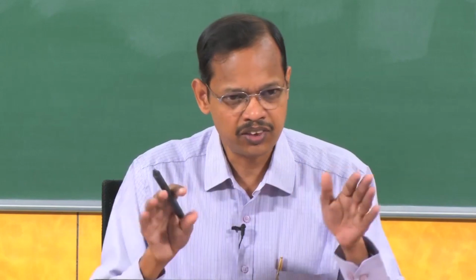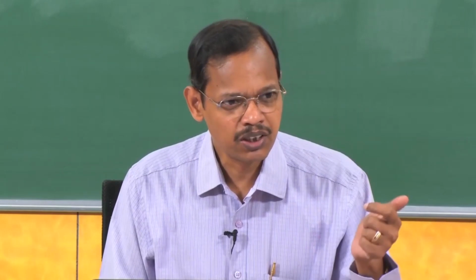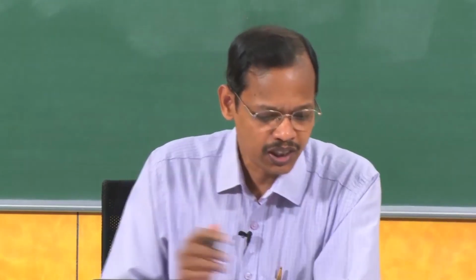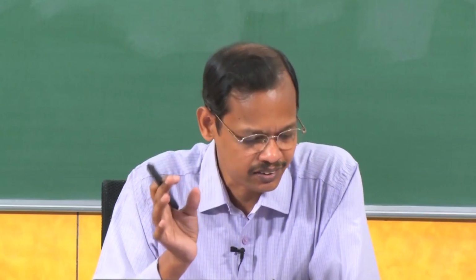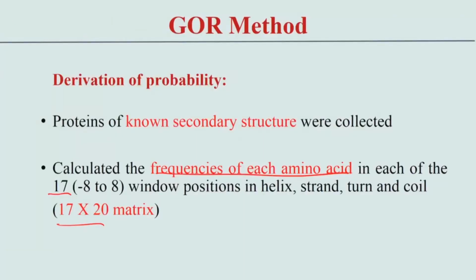For example, if you have the window position 17, what is the preference of residue at x, x minus 1, x minus 2, x minus 3 and so on. Likewise, x plus 1, x plus 2 and x plus 3. So, they have 17 residue positions and calculate the frequency of each amino acid for each secondary structure. So, they can develop some matrices. You can see the 17 by 20 matrix. Here 17 stands for the window positions, and 20 stands for the number of residues, the 20 amino acids.